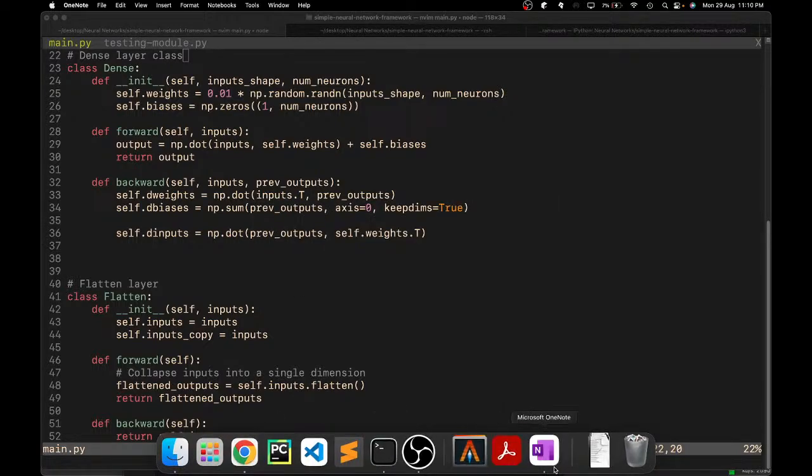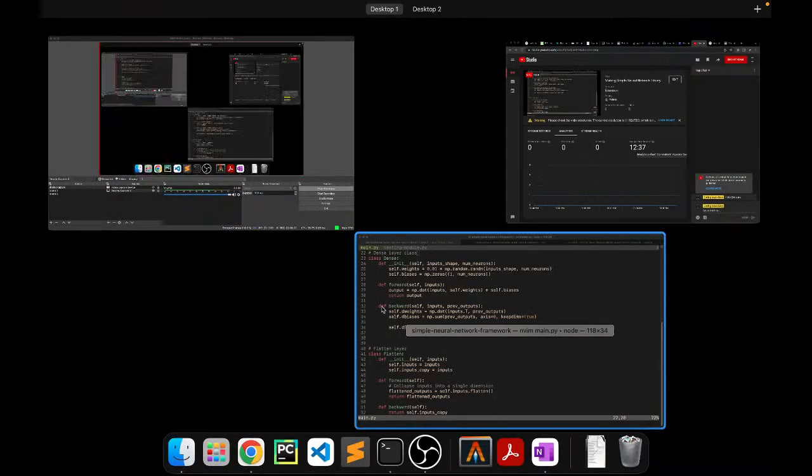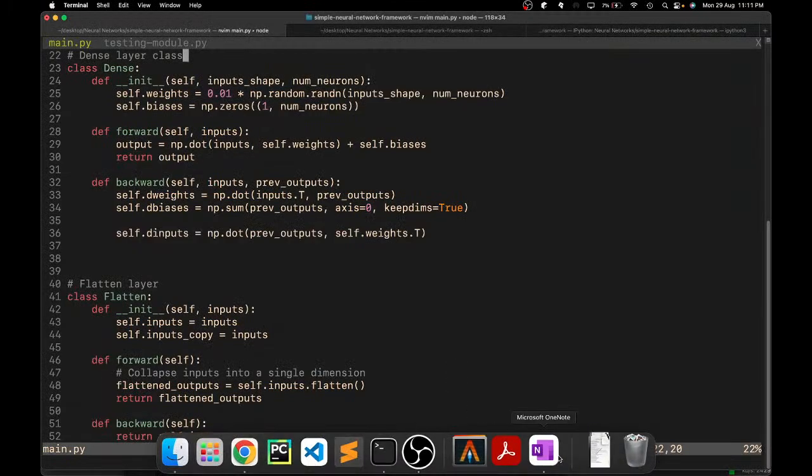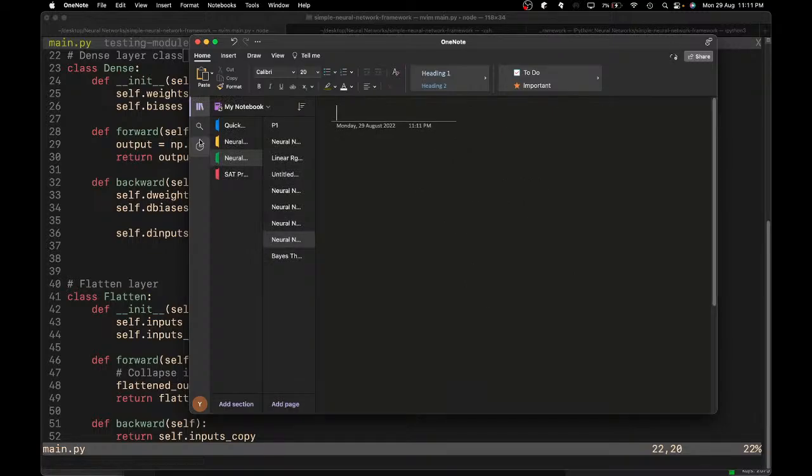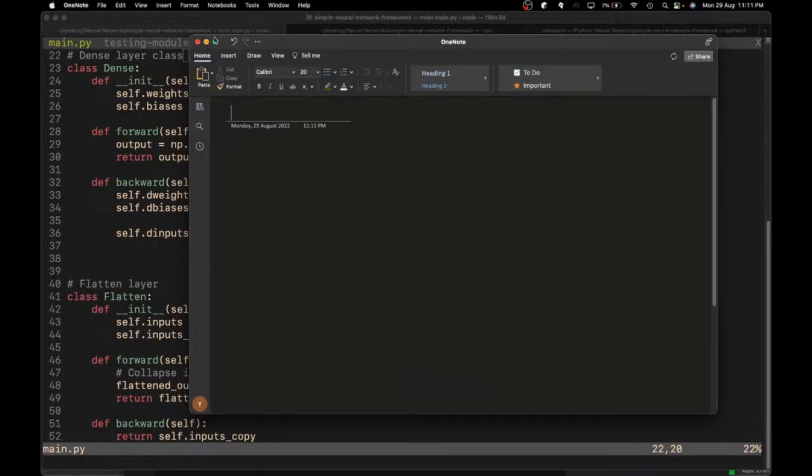All right, there we go. Where is OneNote? There we go. All right. Let's just go ahead and add a quick page. I'm not going to have any titles or anything. All right, cool. So this is going to be... why is it lagging? Why is it lagging so much? Oh, come on.